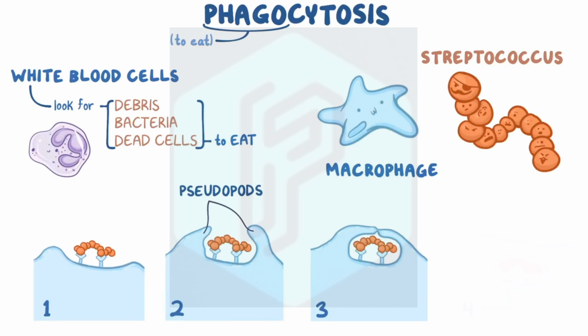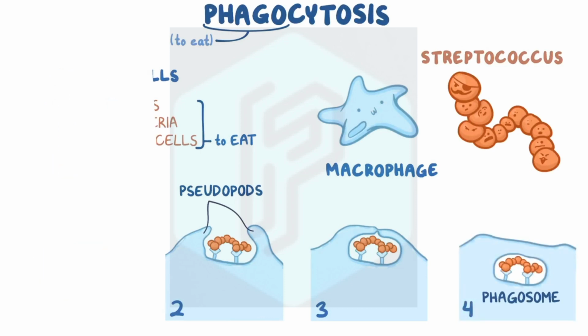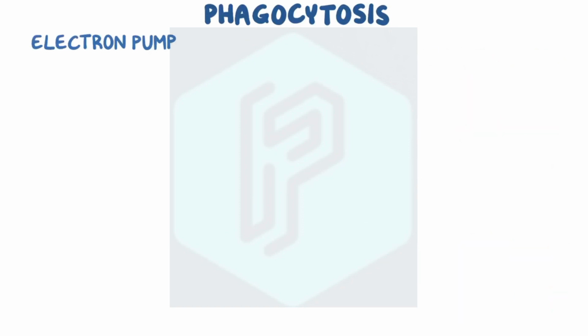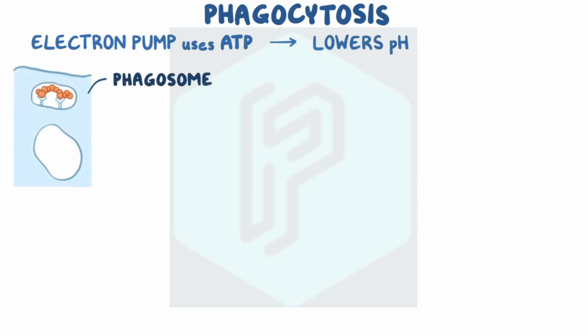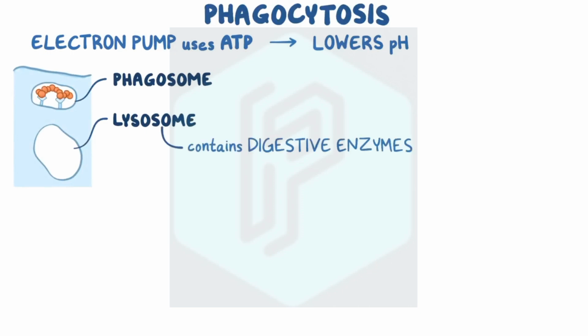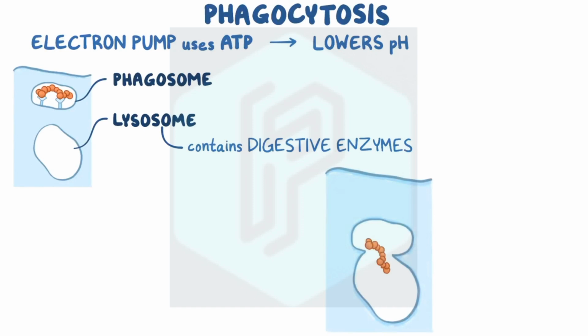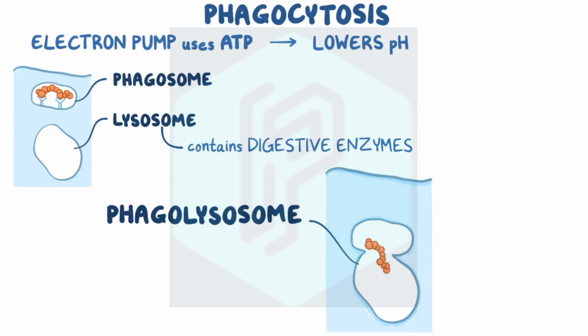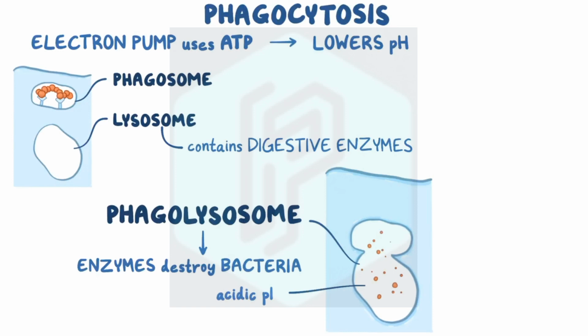The vesicle then separates from the cell membrane, forming a phagosome. During this step, an electron pump uses ATP to pump protons into the phagosome, lowering the pH inside. In the cytoplasm, the phagosome encounters an organelle called a lysosome, which contains digestive enzymes. The lysosome and the phagosome fuse together, merging their contents, forming a structure known as the phagolysosome. Inside the phagolysosome, lysosomal enzymes start destroying the bacteria with the help of an acidic pH.